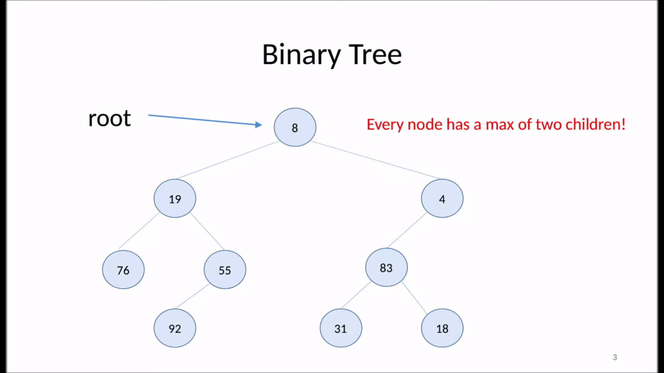So 8 has 2 children, 19 and 4. 19 has the children 76 and 55. 55 only has a single child, 92. 4 has only a single child, 83. 83 has 2 children, 31 and 18, and the leaf nodes don't have any children at all.